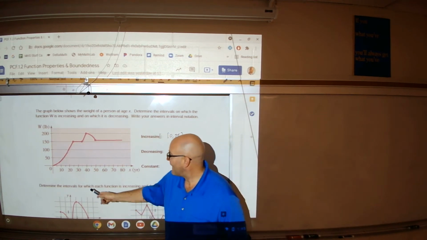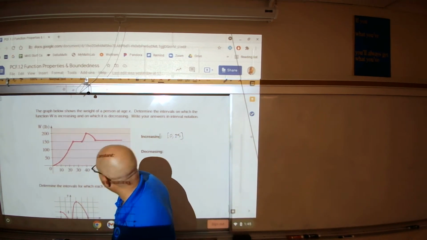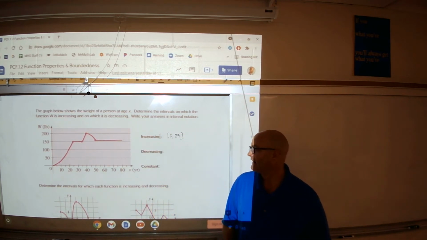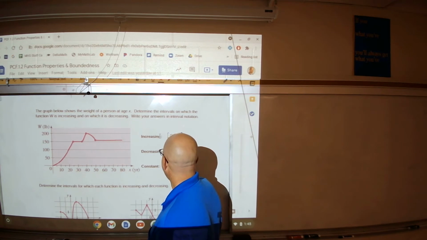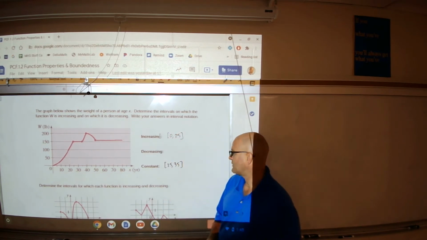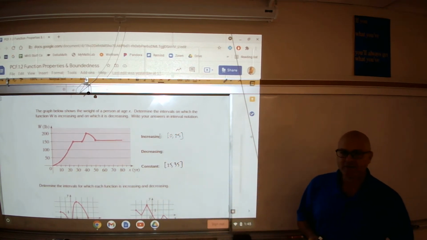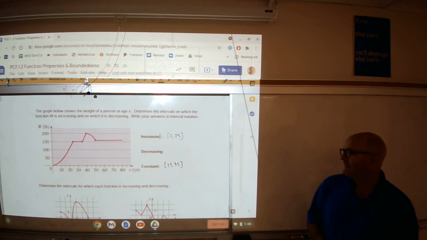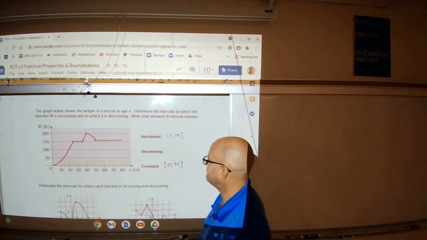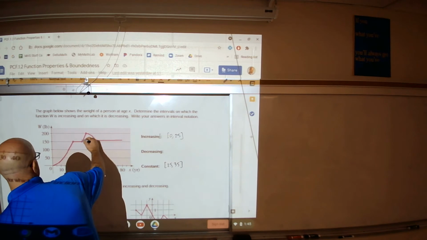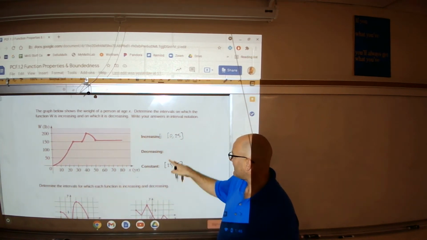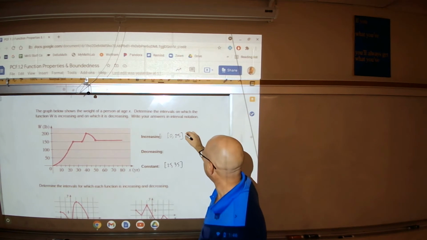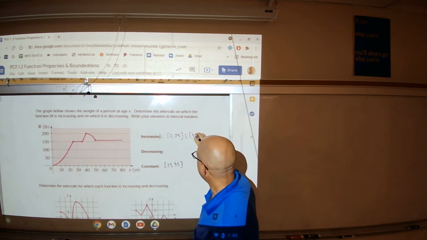Okay, now, from age 25 to 35? Looks like weight levels out at 150 pounds. So that would be constant. So we'll just put that interval there, 25 to 35. And then at age 35, something happens. And gain weight up until age 40. So again, increasing. So union, 35 to 40.